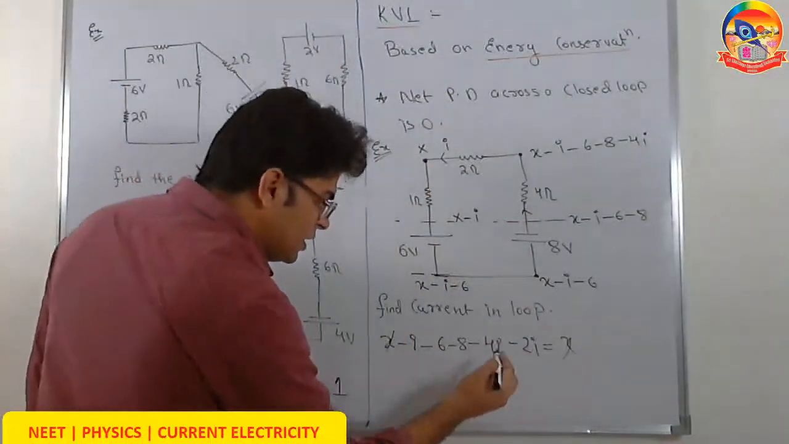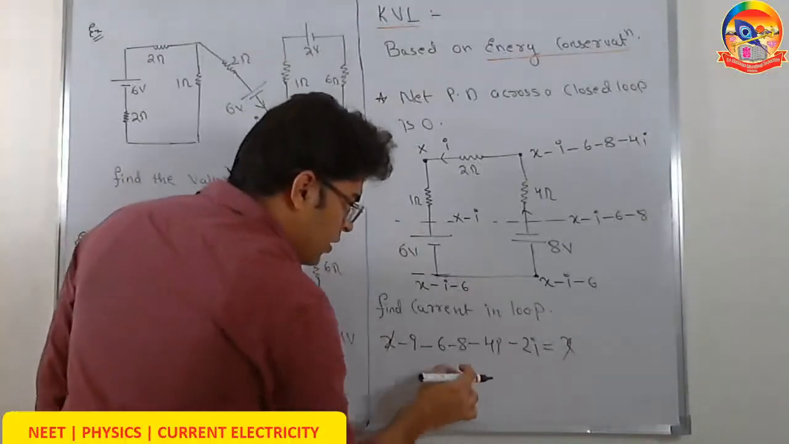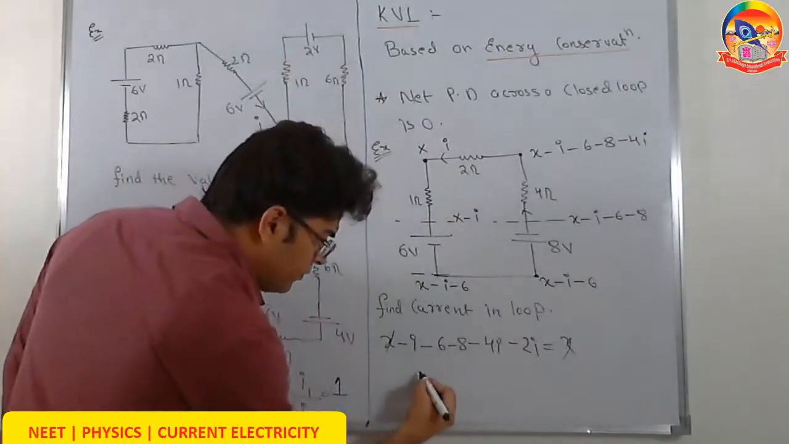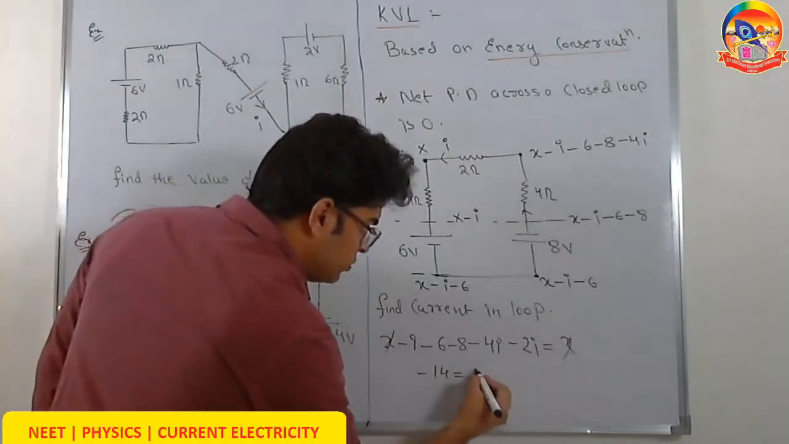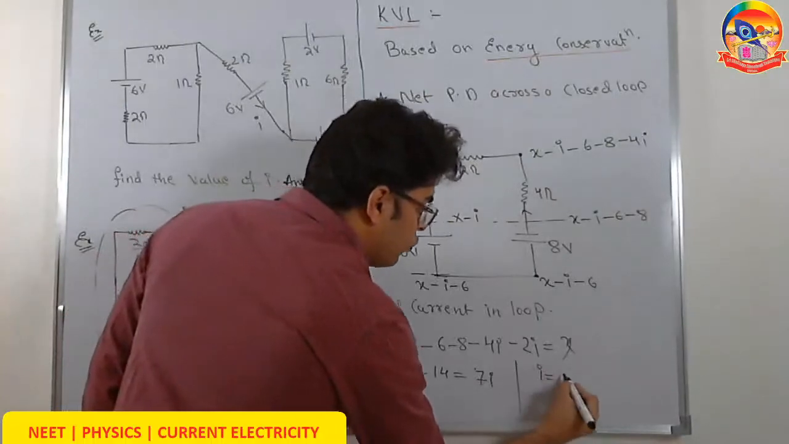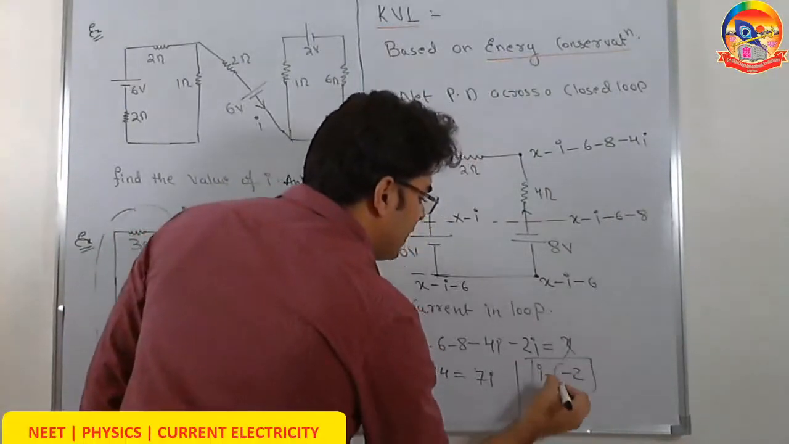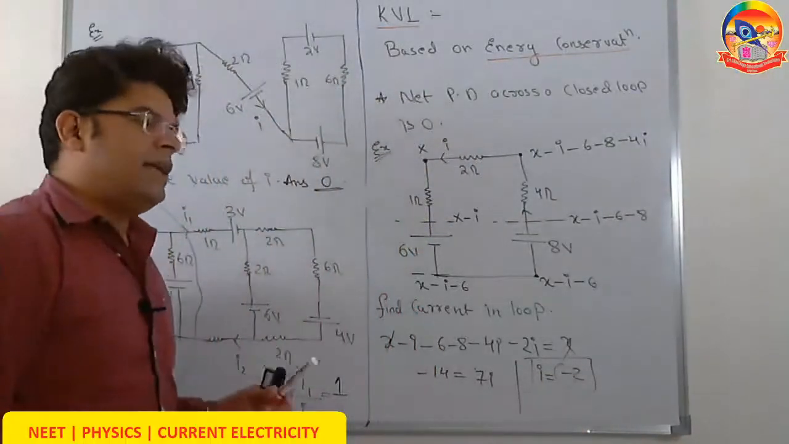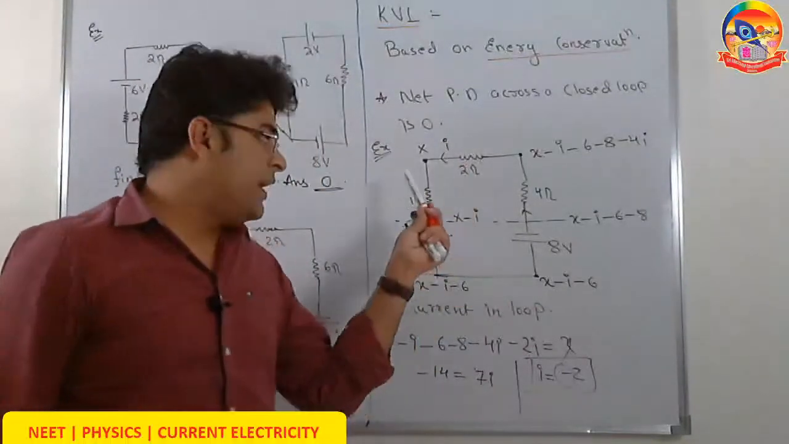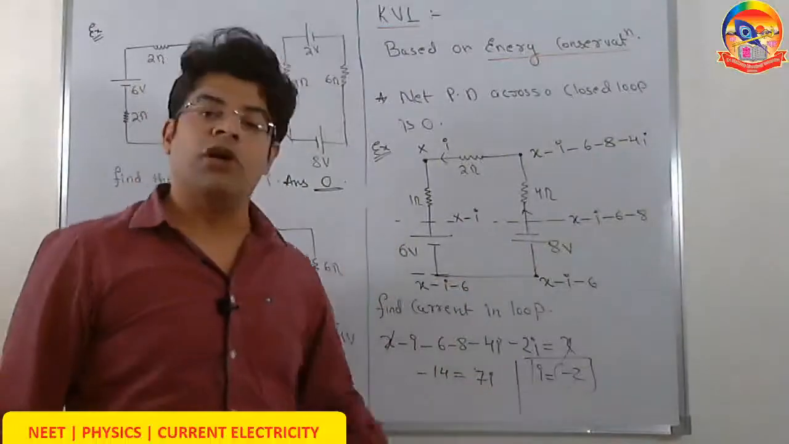Cancel out X, and here you get 14 minus 14... sorry, 6 plus 8, that is 14, equals I plus 4I plus 2I, that is 7I. So you get I comes out to be 2 with a minus sign, minus 2. What does the minus sign tell us? The minus sign tells us that my assumption that the current is anti-clockwise is wrong, and the current in this circuit must be clockwise and equal to 2 ampere.